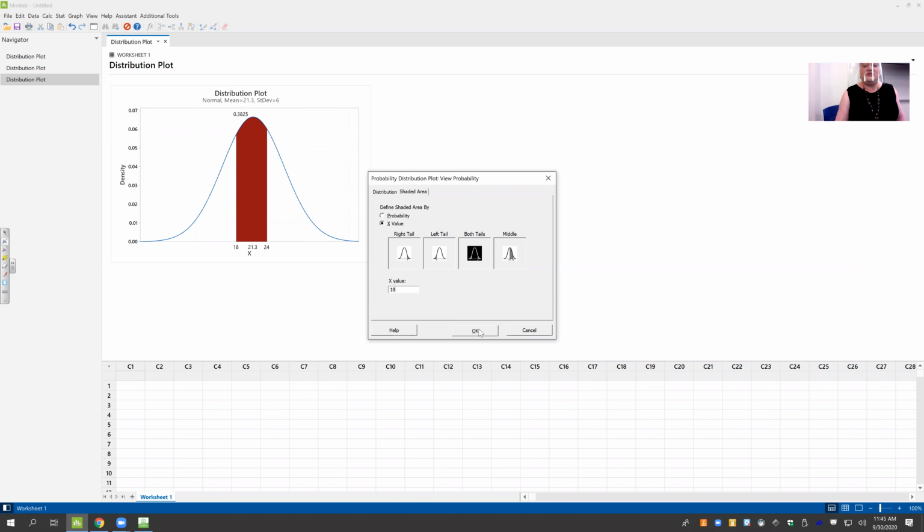Let's see. Oh, both tails is not going to do it. All right, we'll have to make a little adjustment here. We're still going to use middle, but we'll have to do something special. So this will be a special case. This time we're doing less than 17 and greater than 25.